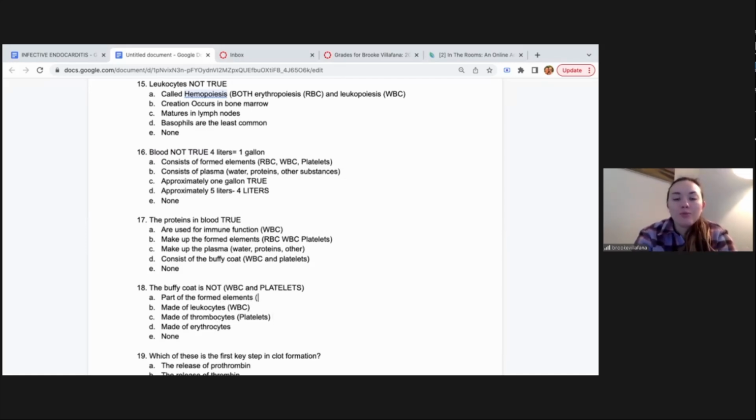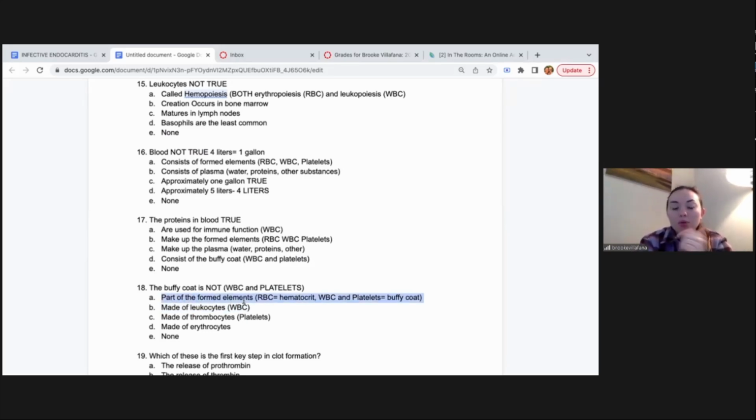So the buffy coat, the formed elements, what are formed elements? Formed elements are red blood cells, white blood cells, and platelets. Red blood cells, their other name is hematocrit, and white blood cells and platelets, their other name is buffy coat. So doesn't it make sense that formed elements consist of hematocrit and buffy coat? Or I could say red blood cells, white blood cells, and platelets. Does that make sense? So formed elements is all of the blood cells, whatever I want to call them, whether hematocrit and buffy coat, or red blood cells, white blood cells, and platelets, that's formed elements.